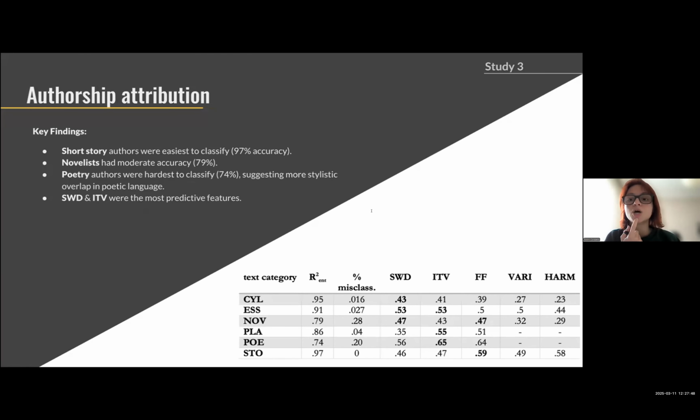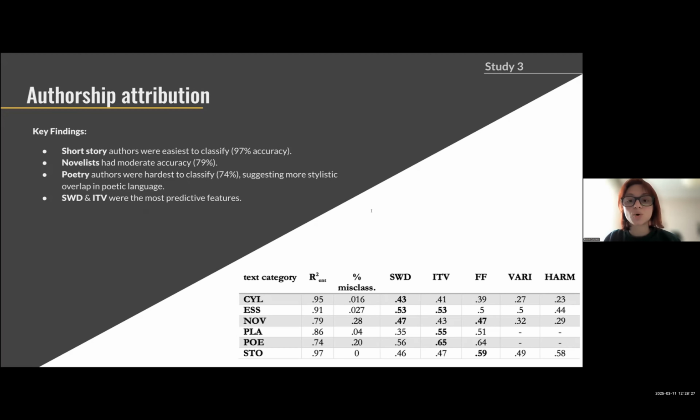also tests whether computational models can recognize individual authors based on the semantic complexity features that we saw earlier. The model correctly identified 97% of short story authors, likely due to their distinct prose styles. Novelists had 79% accuracy, reflecting some overlap in writing styles with fiction. However, the model struggled the most with poetry authors, achieving only 74% accuracy. Again, stepwise distance and intertextual variance were the most predictive features.